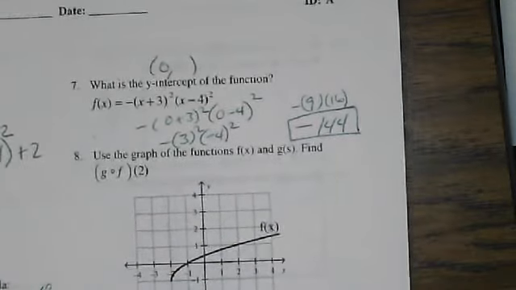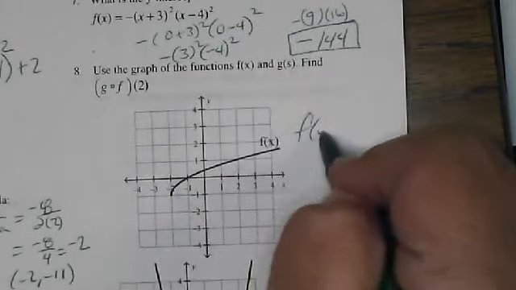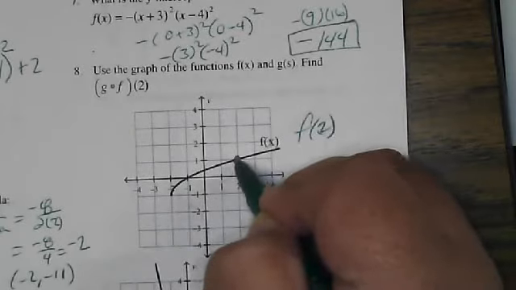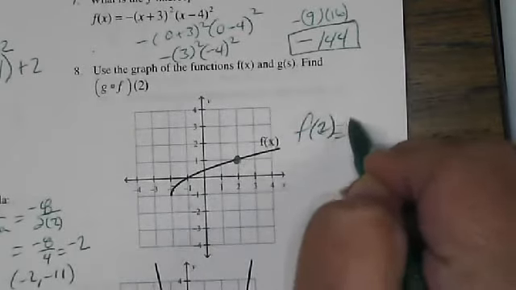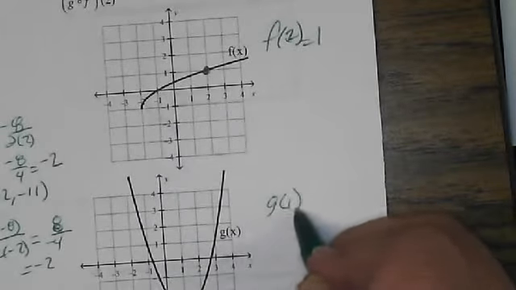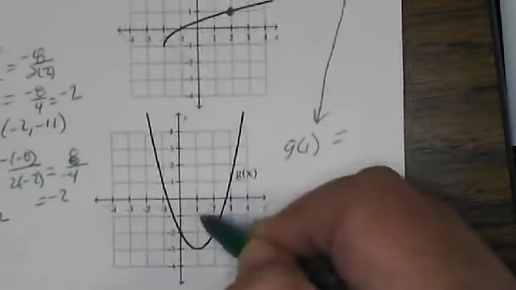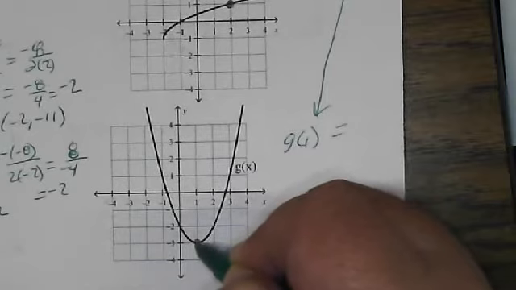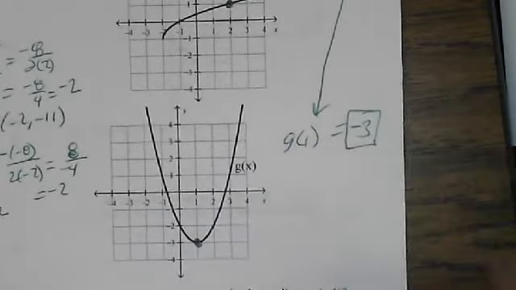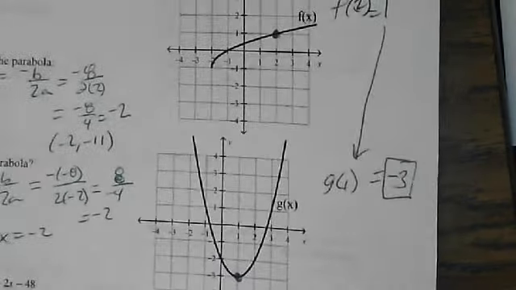Okay, use the graph to find g of f of 2. So first you got to find f of 2. So if you go up from 2, f of 2 is 1. Now we're going to take that 1 and we're going to plug it into g. So g of 1 is a negative 3. And that's the answer.